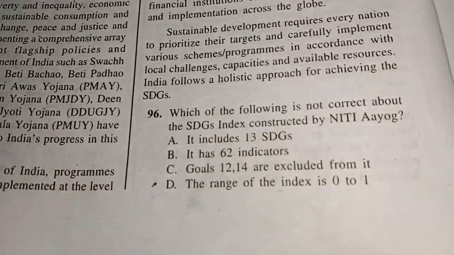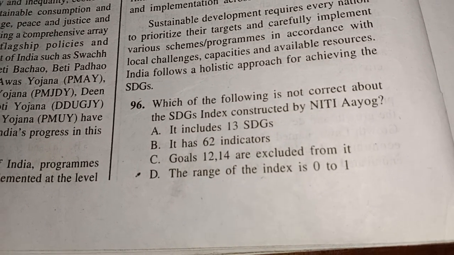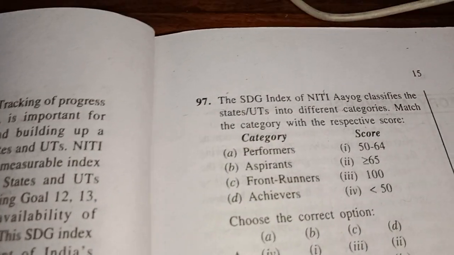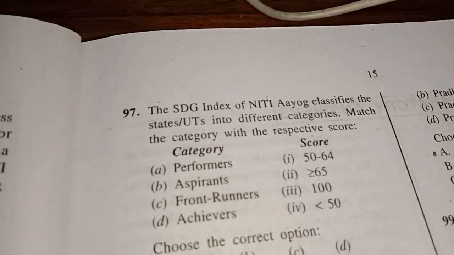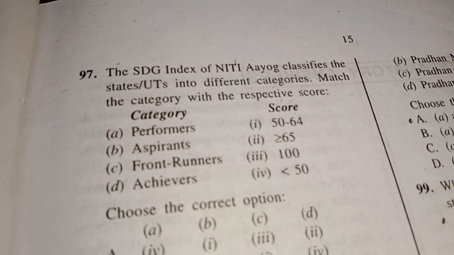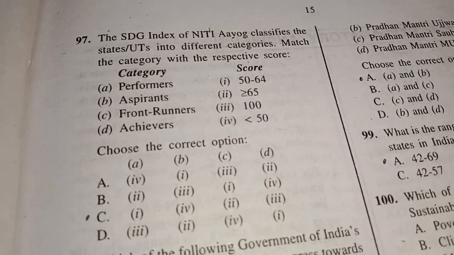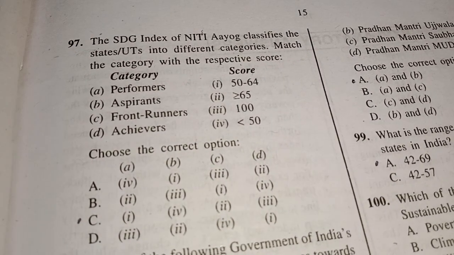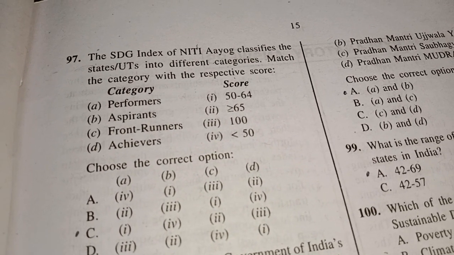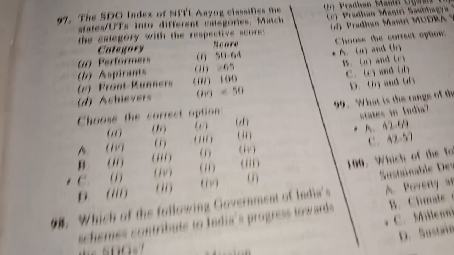Which of the following is not correct about the SDG index constructed by NITI Aayog? The range of the index is 0 to 1. The SDG index of NITI Aayog classifies the states and UTs into defined categories. Match the category with the respective score. 1 number, performers, 50 to 64. Aspirants, 4 number, less than 50. Front runners, 2 number, 65 to 99. Achievers, 100.